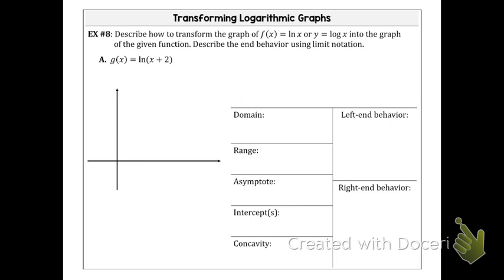All right, example 8 says to describe how to transform the graph of f of x equals natural log of x, or y equals log of x, into the graph of the given function. Describe the end behavior using limit notation. And so for A, we have g of x equals the natural log of x plus 2. So we know that that plus 2 is going to be a horizontal shift left 2 units.